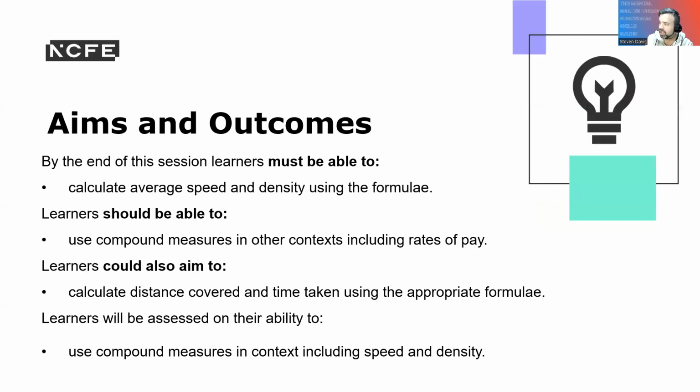You will not, of course, actually get that amount in pay, as both tax and national insurance might be payable. Okay, good. So at the end of this session, we've covered calculating average speeds and density using formulas, using compound measures in other contexts, including rate of pay, and calculating the distance covered and the time taken. And finally, we've used compound measures in contexts, including speed and density.